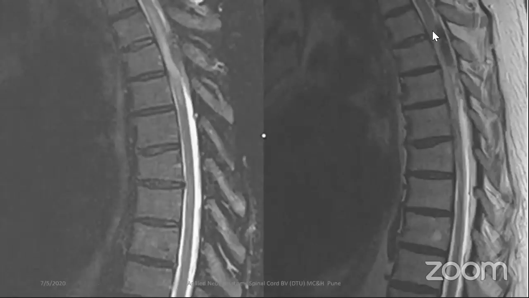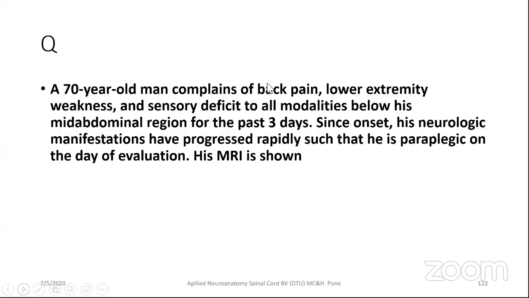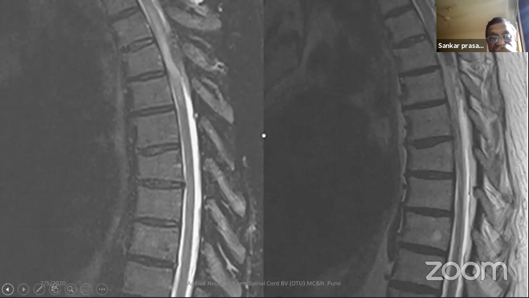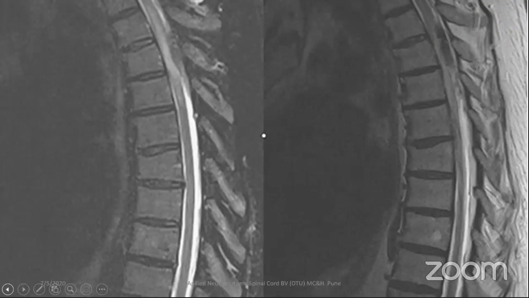Transverse myelitis. Yes, so one of the choices you have to pick up now: an episode of hypertension, recent aortic manipulation, atherosclerosis, dural AV fistula, use of warfarin for atrial fibrillation. You want to see again? You'll see clearly. Use of warfarin for atrial fibrillation. Look at this. So MRI shows epidural collection, consistent with epidural hematoma here.